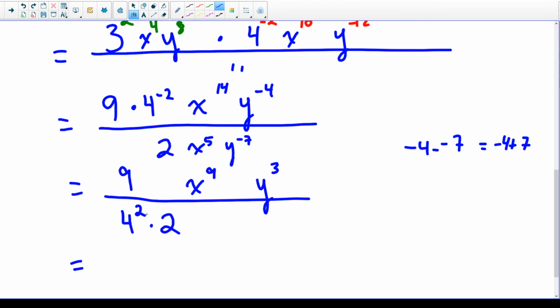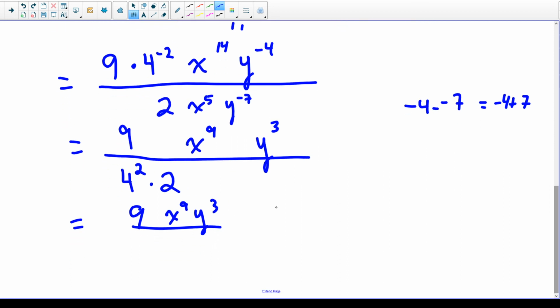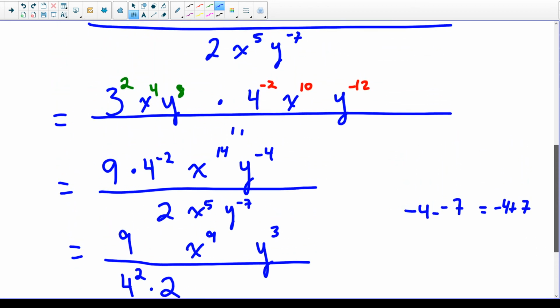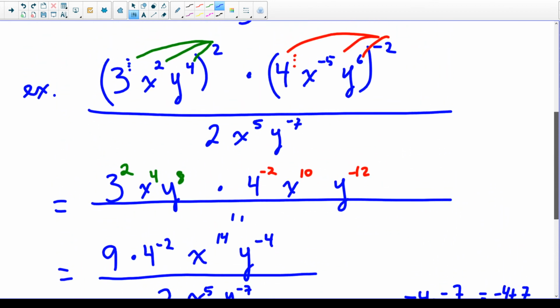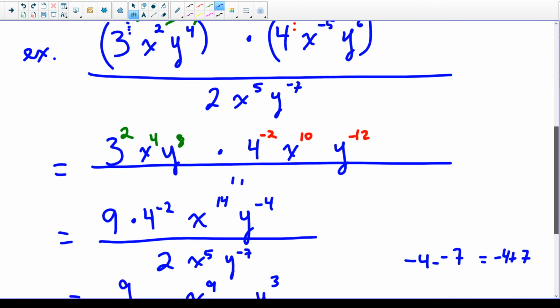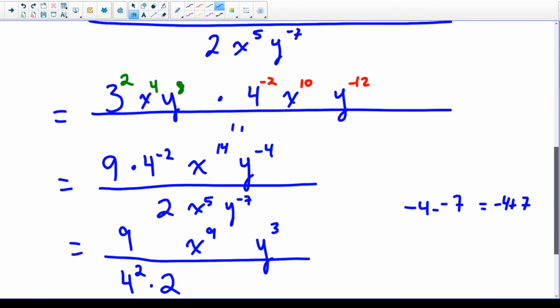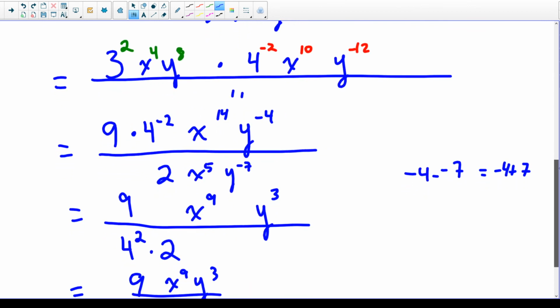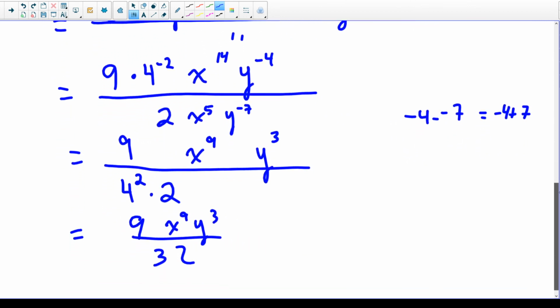And the final step would be to join the 4 to the 2 with the 2. 4 to the 2 is 16. 16 times 2 is 32. And that would be the final answer, if I didn't make any mistakes. I feel like everything was okay. It looks right? Okay, thank you.